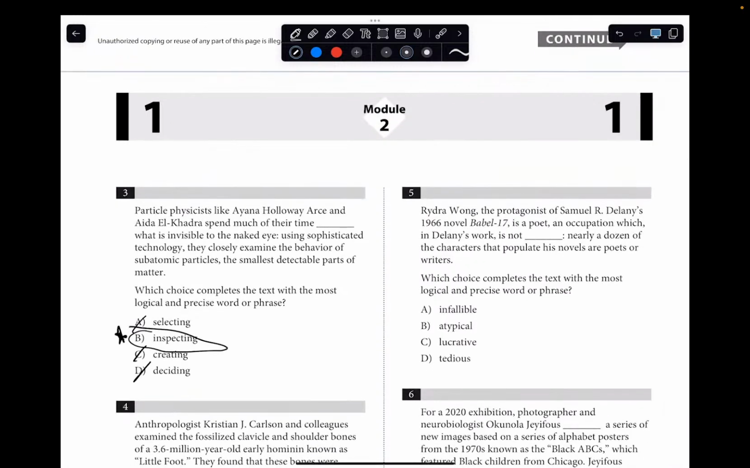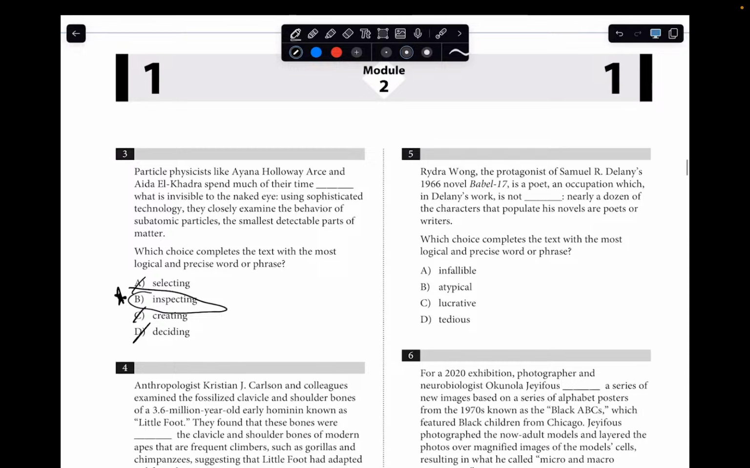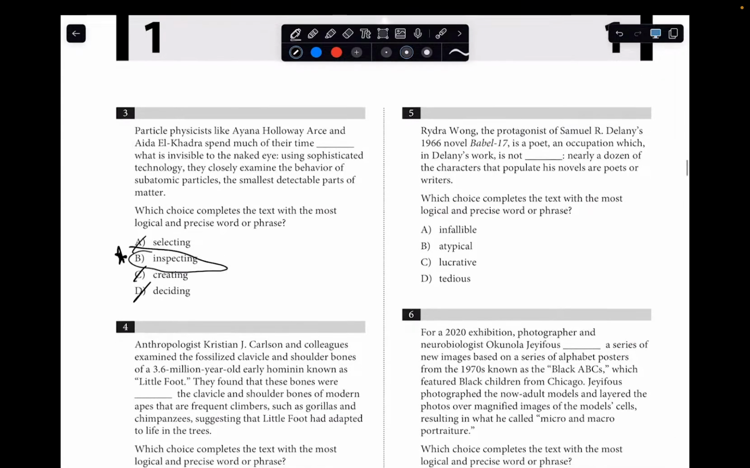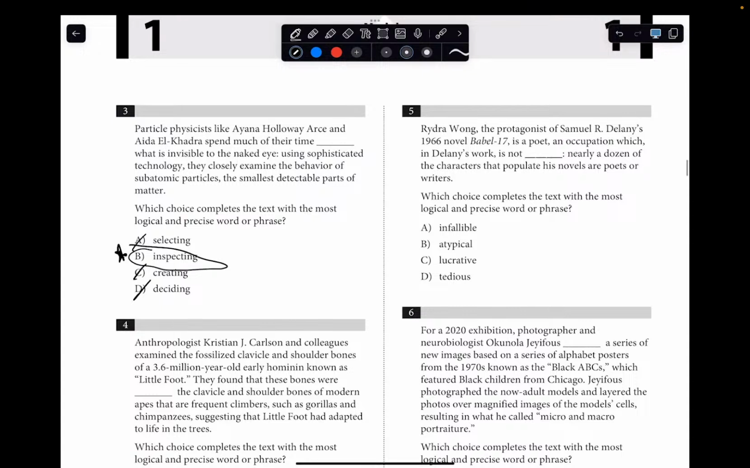5. Raija Wong, the protagonist of Samuel Delaney's 1966 novel Babel 17, is a poet, an occupation which, in Delaney's work, is not blank. Nearly a dozen of the characters that populate his novels are poets or writers, so they're pretty frequent. What fits in there pretty frequently? Let's go bottom up. Tedious? No. Lucrative? No. It's a double negative, right? Not atypical, right?